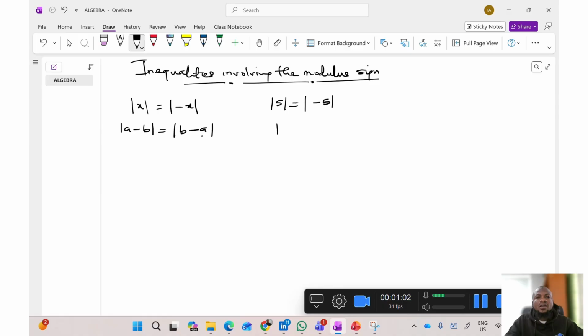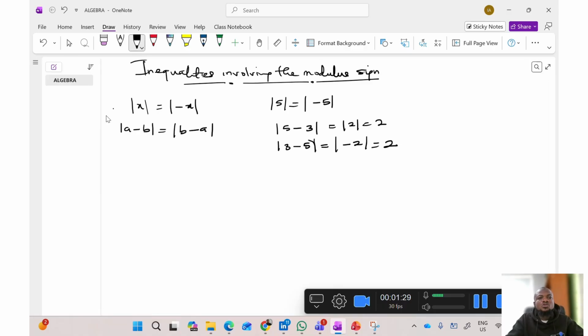If I have, let's say, 5 minus 3, the value of 5 minus 3 is what? It is the absolute value of 2, which is equal to 2. The absolute value of 3 minus 5 is equal to the absolute value of minus 2, which is also equal to 2. So that implies that the absolute value of a minus b is equal to the absolute value of b minus a.